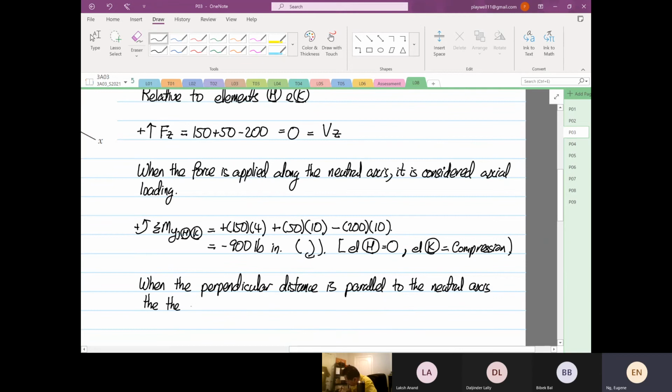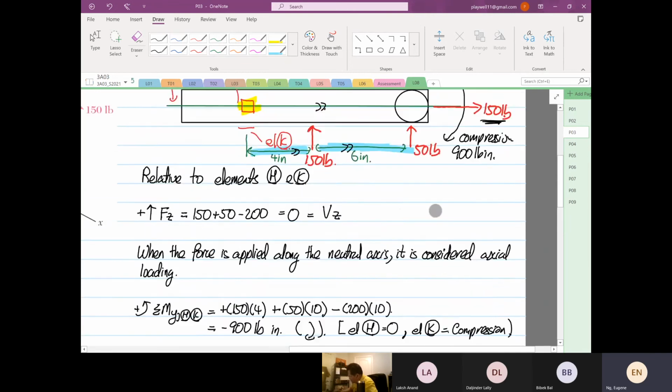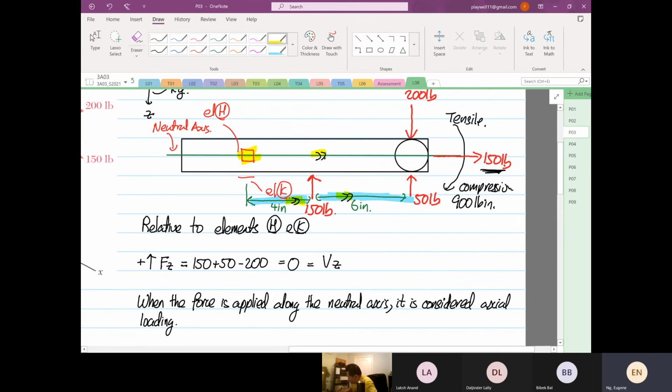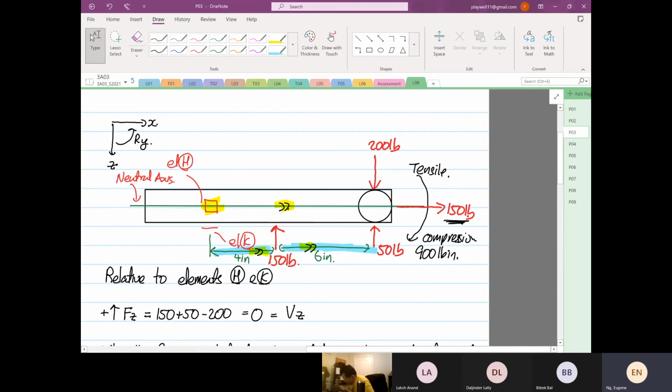the moment is taken at the element location. Okay. So if the perpendicular distance is parallel to the what? Neutral axis, like what you can see down here, like what's highlighted down here. Then you take the distance to the what? To the element. Okay. Now, after seeing this, anything else to analyze? If you look further, nothing else to analyze, move on.